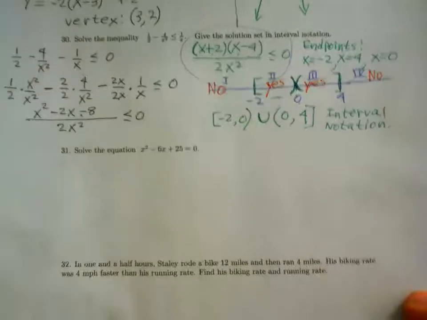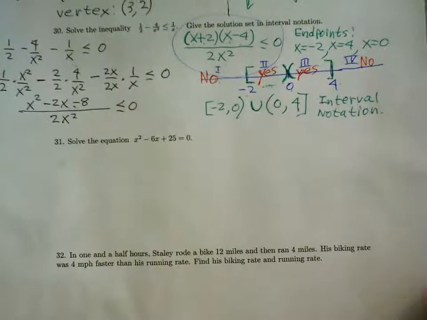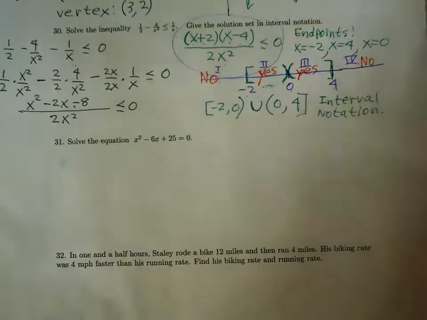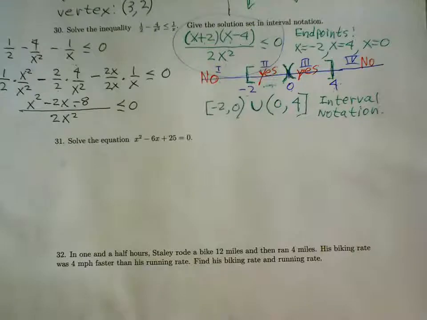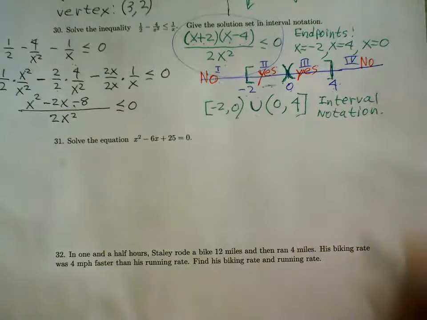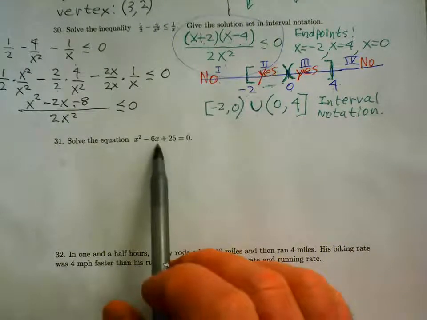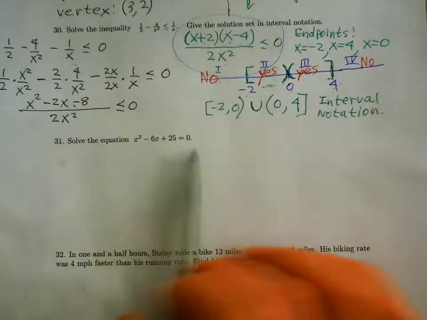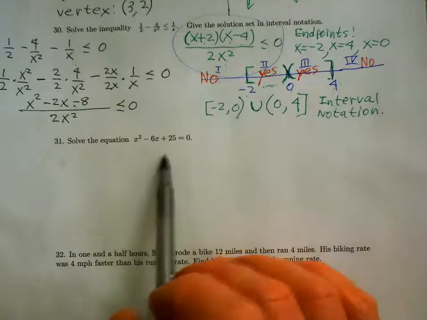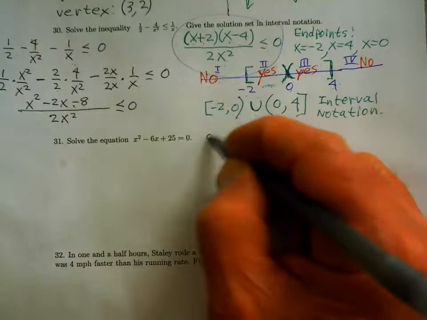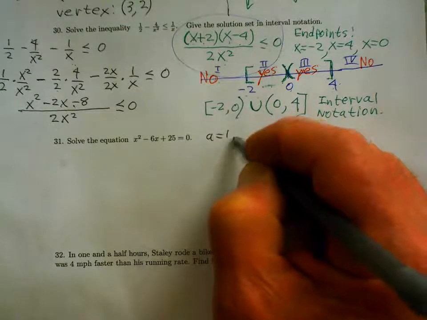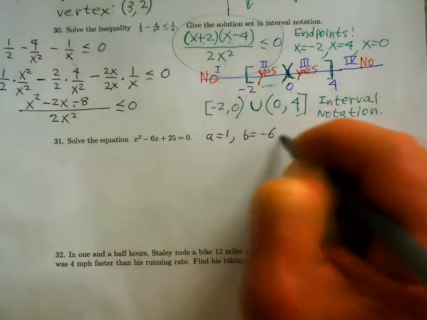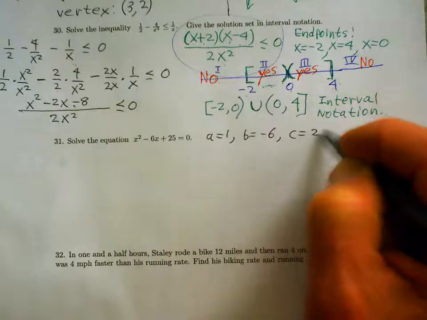All right, the next problem, solve the equation x squared minus 6x plus 25 equals 0. We can always use the quadratic formula. Solving by completing the square always works. But let's just use the quadratic formula. A is 1, B is -6, and C is 25.